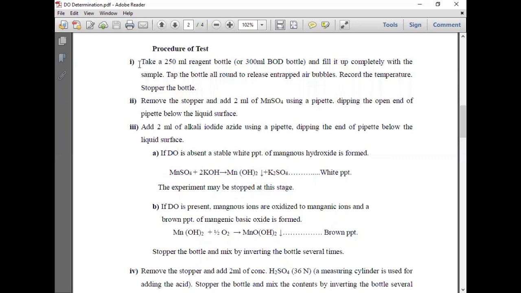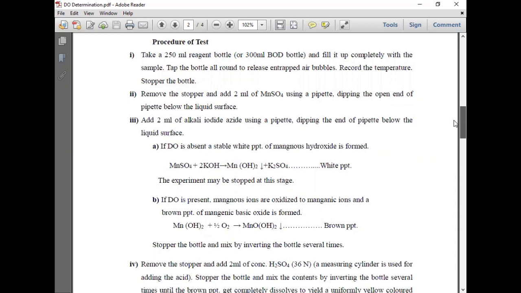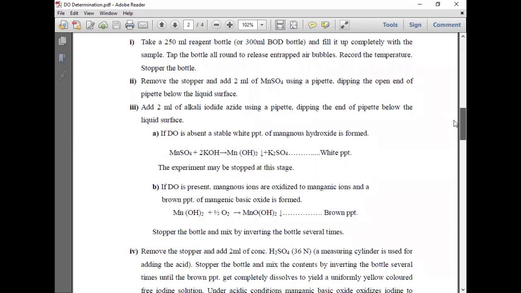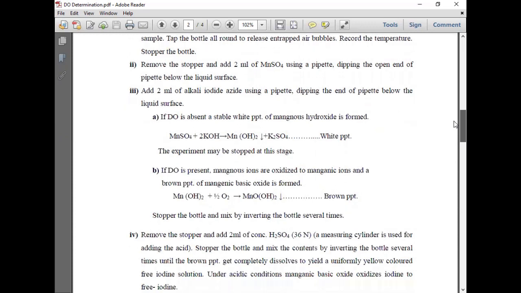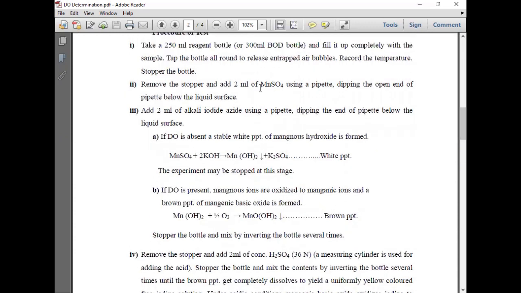Procedure of the test. The very first step is to take a 250 ml reagent bottle or a 300 ml BOD bottle, and we'll be filling it completely with the sample. We are going to tap the bottle all around to release the entrapped air bubbles, and then we are going to record the temperature. After recording the temperature, we are going to stopper the bottle.